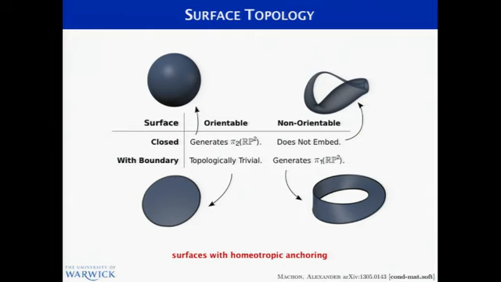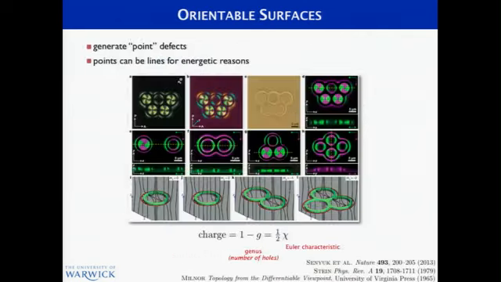Okay. So what I want to do is run through the implications of these things for generating defects in liquid crystals, at least the implications from a purely topological point of view. And those are twofold. One, you get point defects in the liquid crystal associated with closed orientable surfaces, and you get line defects necessarily associated with any surface that is non-orientable and has a boundary. Okay, so here are the closed orientable surfaces. These ones, like I just said, generate point defects.